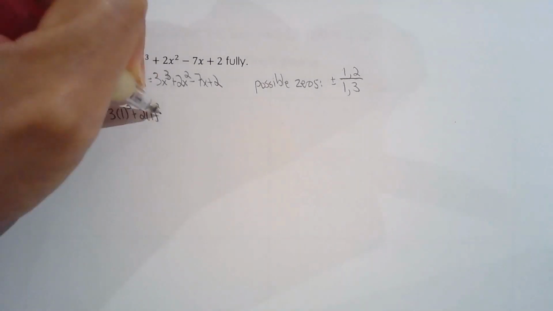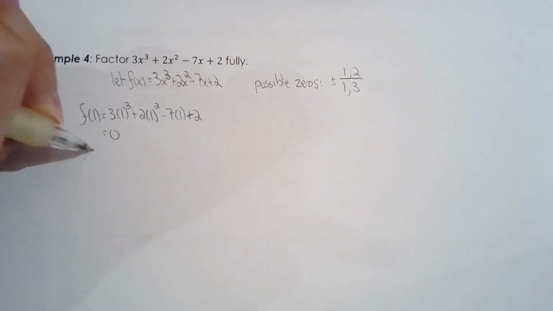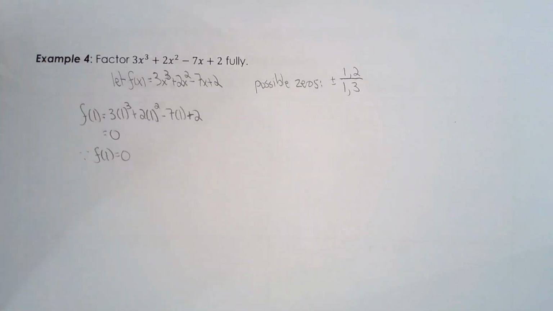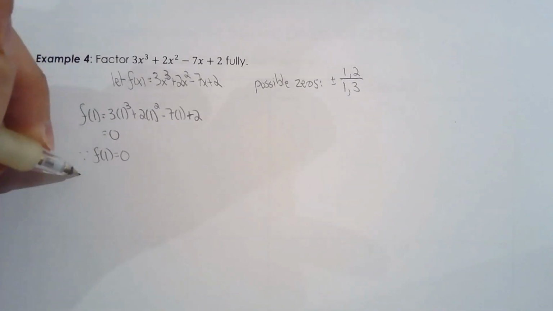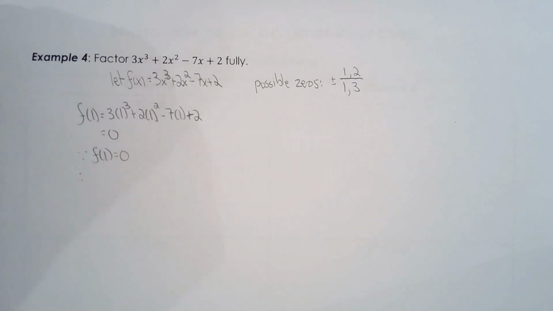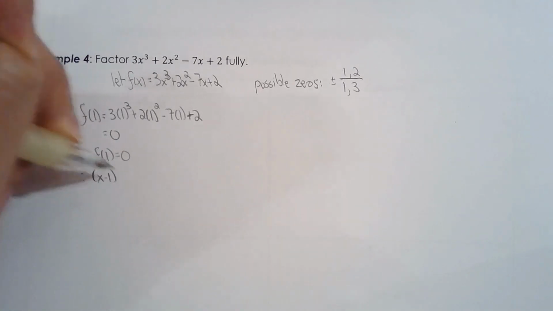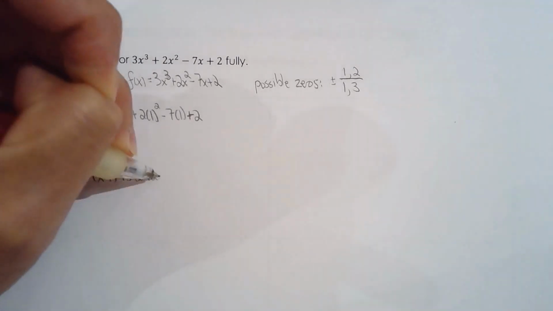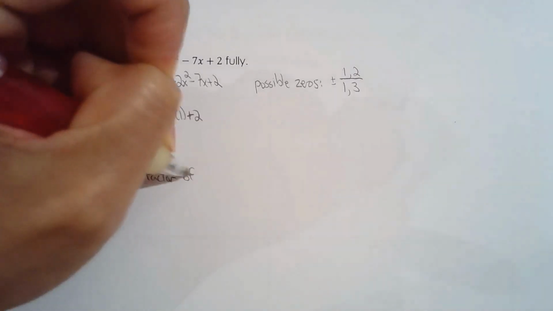Trust me, you are going to get very excited when you find one of the 3 factors, because the guessing game is not fun. Especially on tests, you don't want to waste too much time guessing the right factor. So since f of 1 equals 0, therefore x minus 1 is a factor of f of x.